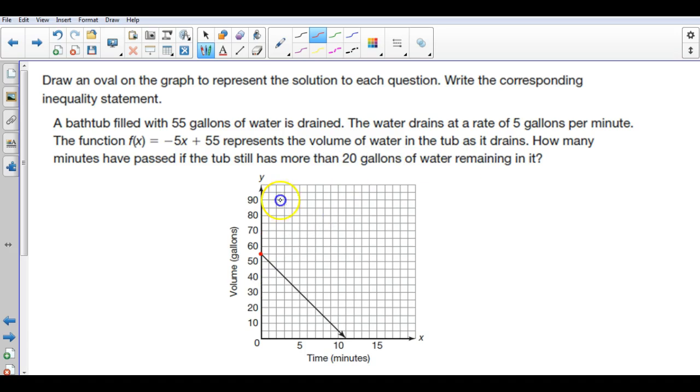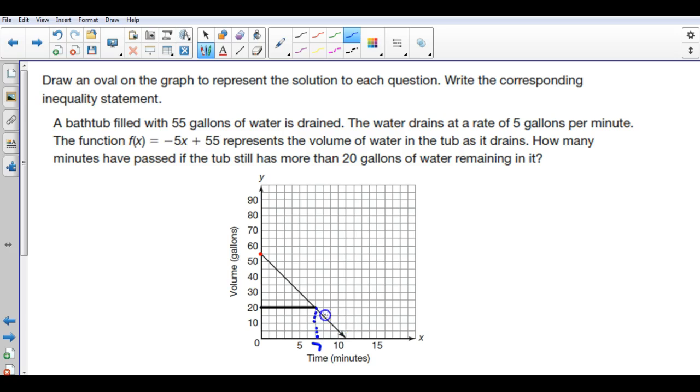So I want to find where 20 gallons is on my graph. Notice I'm going to the y value here, and here's where 20 is. So let's look at what that corresponding time is. And that looks like it'd be 7 minutes. So it says I want to know how many minutes have passed for the tub to have more than 20 gallons. So what happens after 7 minutes?